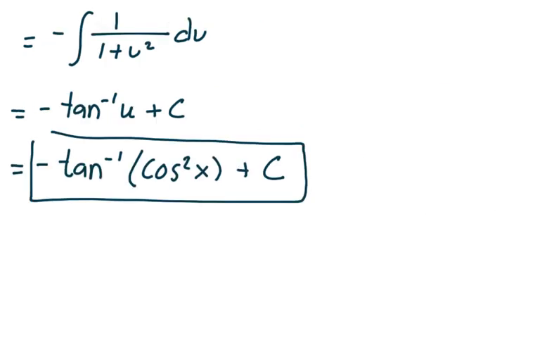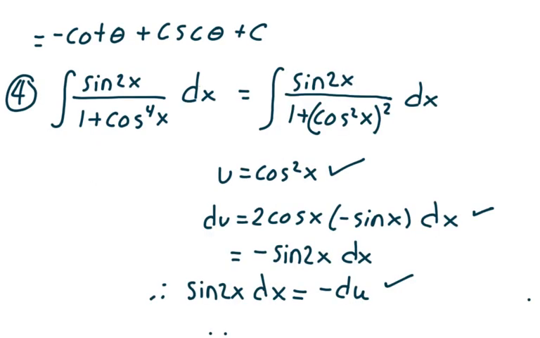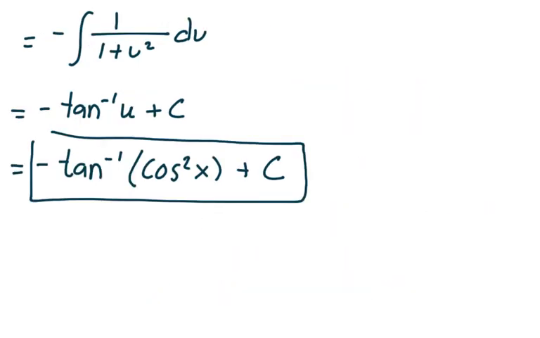And so this is negative the integral of 1 over 1 plus u squared du, which is negative arctangent of u plus c, right? But remember, let's go back. Remember, u is equal to cosine squared x. So this is negative arctangent of cosine squared x plus c.